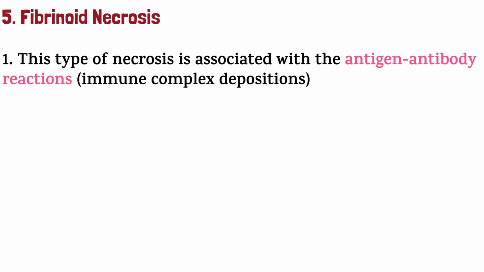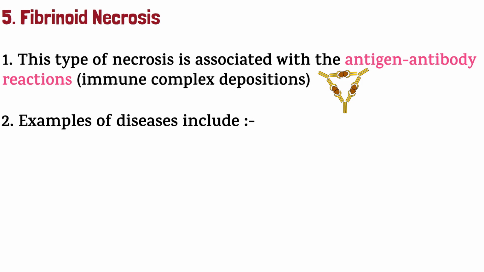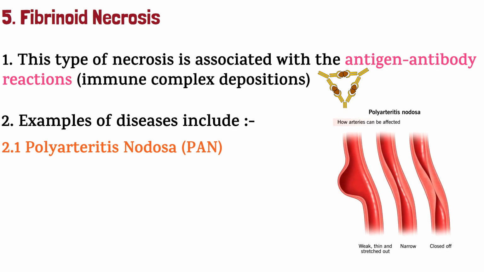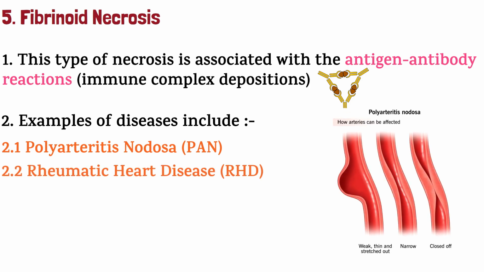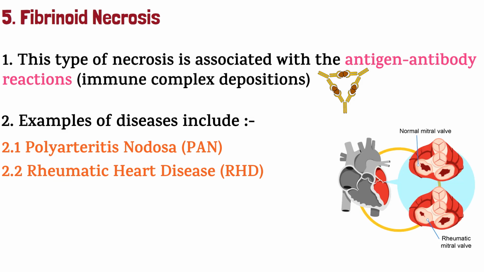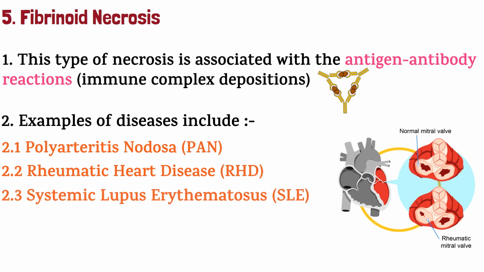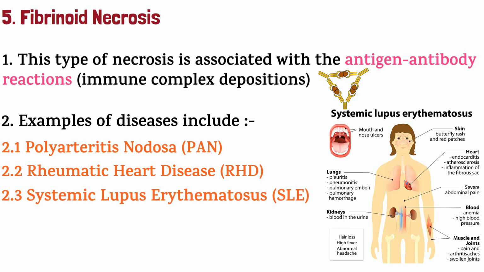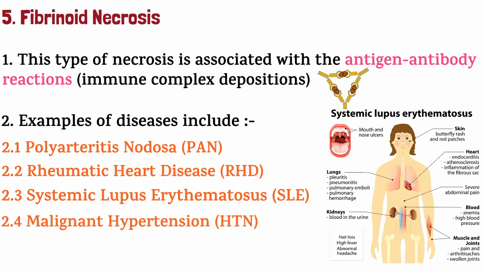Next, we have fibrinoid necrosis. This type of necrosis is associated with antigen-antibody reactions, that is, immune complex depositions. Examples of diseases include polyarteritis nodosa, a serious inflammatory blood vessel disease, rheumatic heart disease, that is, a systemic immune condition that occurs as a complication of rheumatic fever, systemic lupus erythematosus, a diffuse systemic disease of connective tissue, and malignant hypertension.